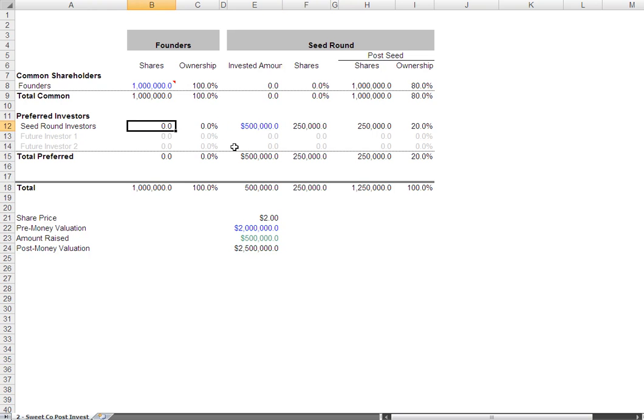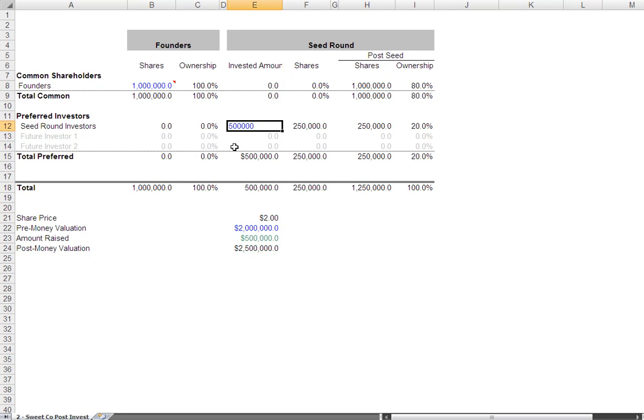So there were 1 million shares to begin with, 250,000 shares were created, and then the total number of shares here is 1.25 million. The new seed investor owns 250,000, which represents 20% of the company. And because now the new investor effectively bought 20% of the company with that $500,000, the founders have been diluted by 20%. If we change this number, the amount of dilution changes.